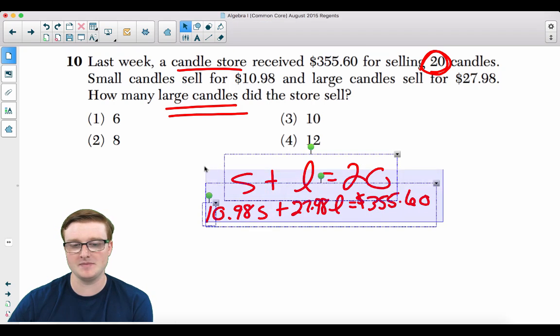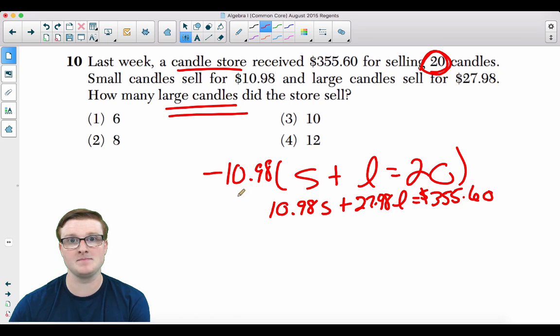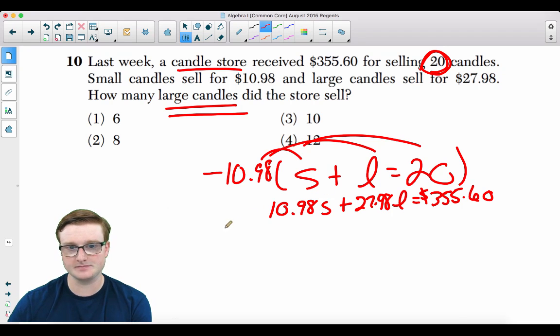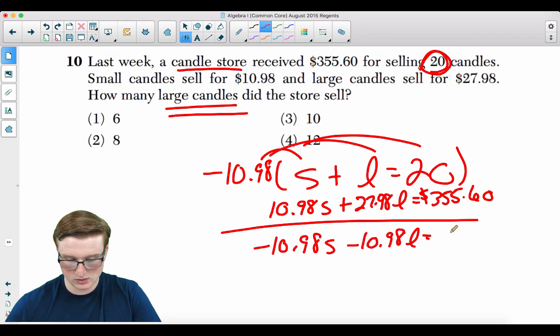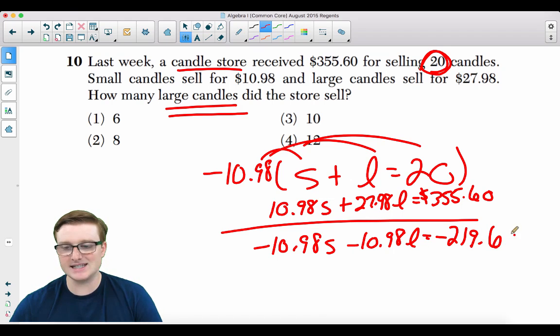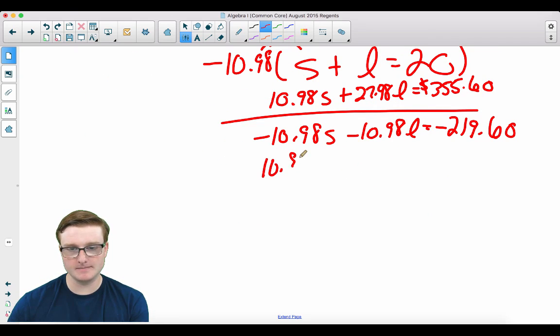So what I want to do right now is cancel out my S values. The reason why you want to cancel out your S values is you want to solve for L. You want to solve for how many large candles this store sold. So I'm going to multiply the top by negative 10.98 in order to cancel out this little guy down there. So I'm going to distribute all of these inwards. So now I get negative 10.98 S plus a negative, which is really just minus, 10.98 L is equal to negative 219.60 when you multiply that negative 10.98 times the 20. This bottom equation comes along for the ride.